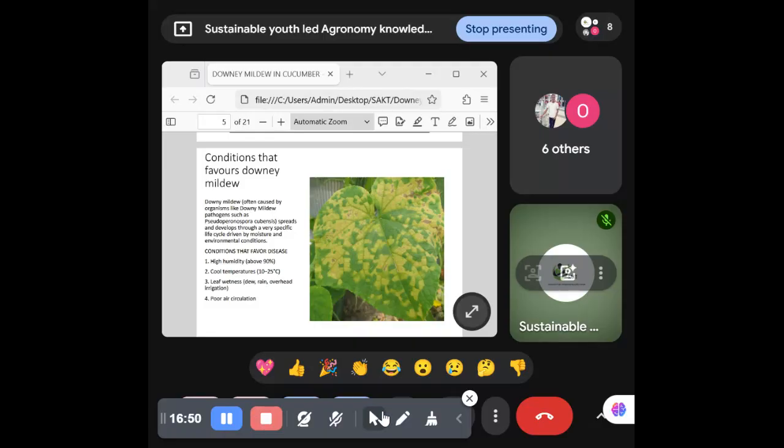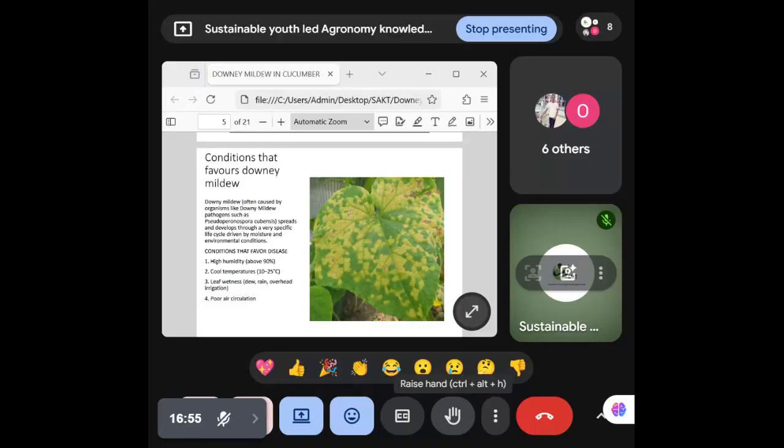This is a real concern, 25 degrees at night. So the possibility of the spores growing on your farm, if they are present there, is very, very high.